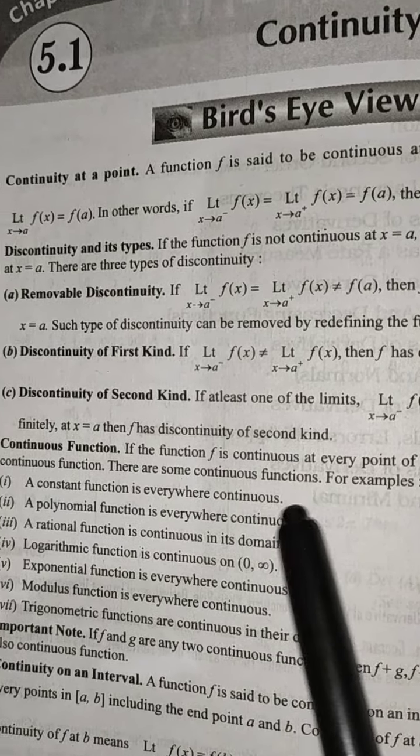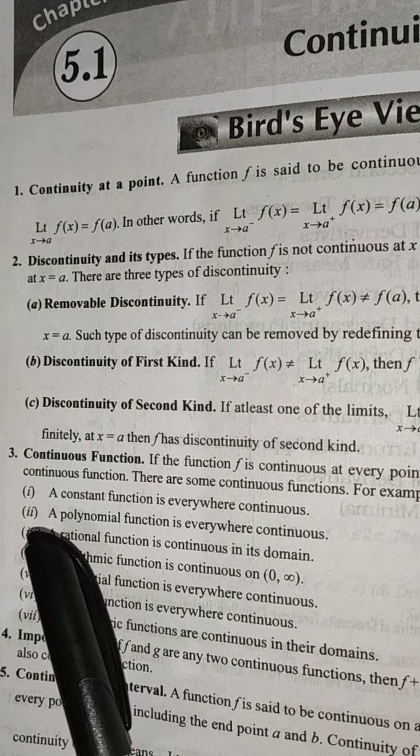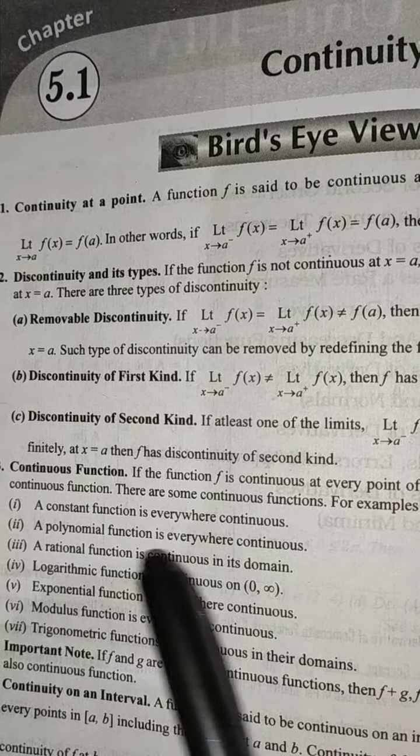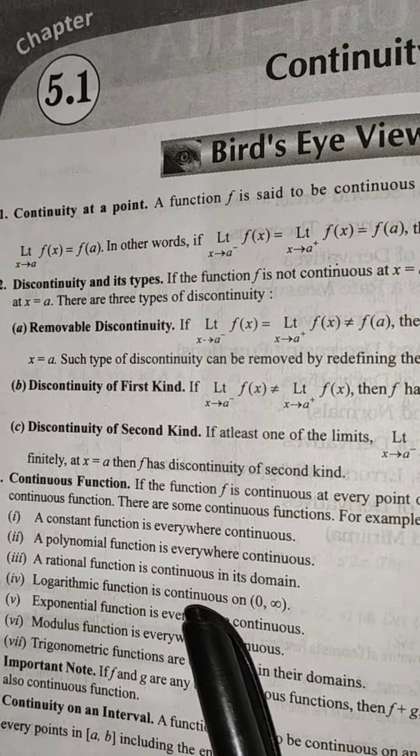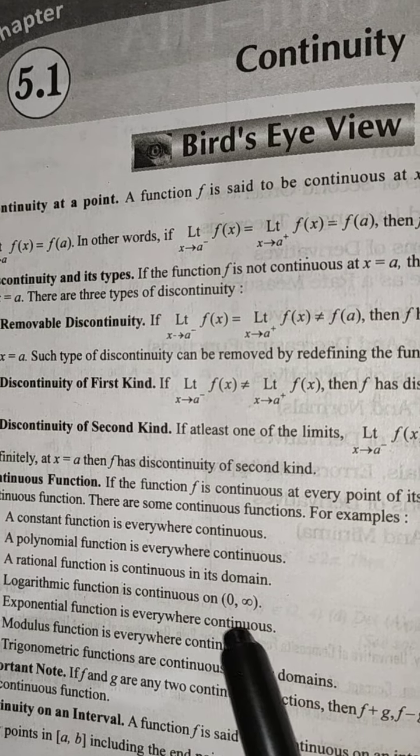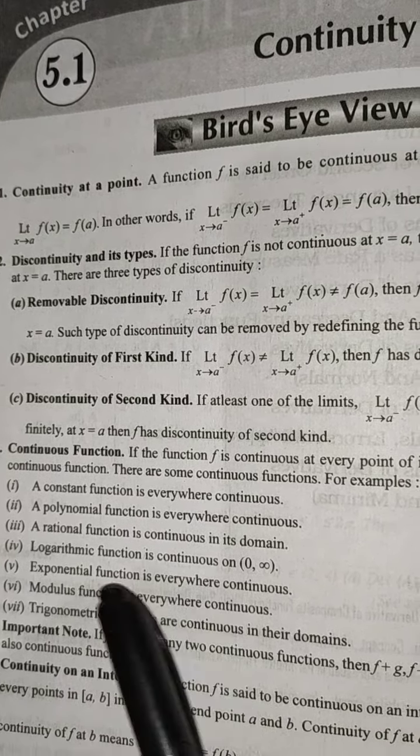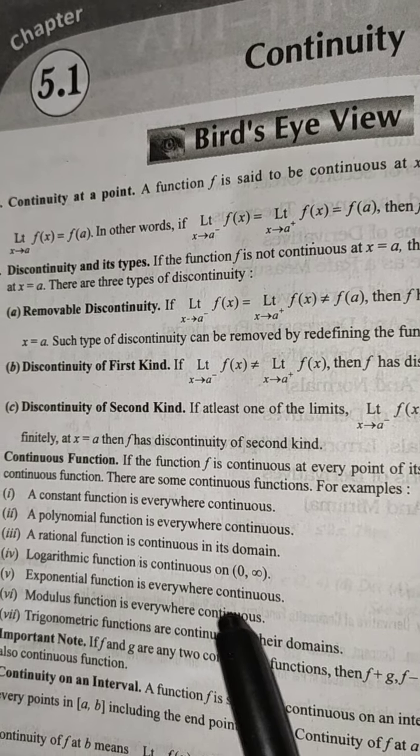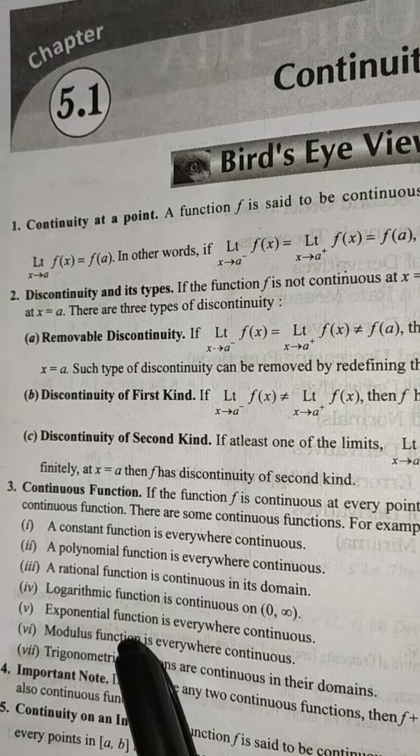A constant function is everywhere continuous. We use this as a theorem statement. A polynomial function is everywhere continuous. A rational function is continuous in its domain. A logarithmic function is continuous in its domain; log functions I will explain in the next lecture. An exponential function is everywhere continuous. Both of these I will explain in a separate lecture.